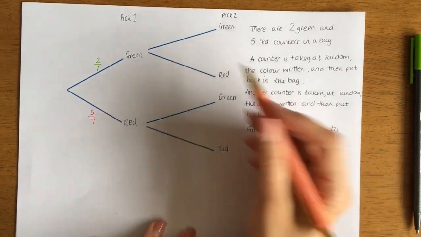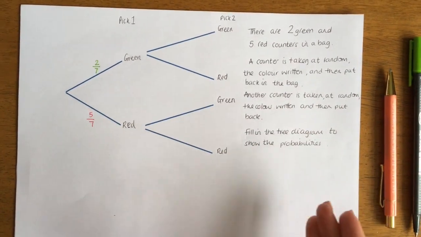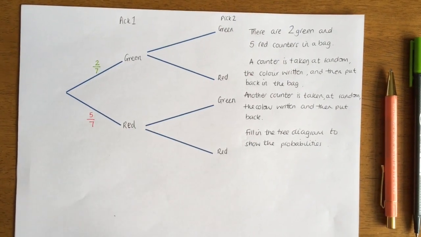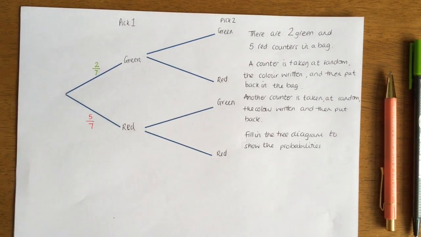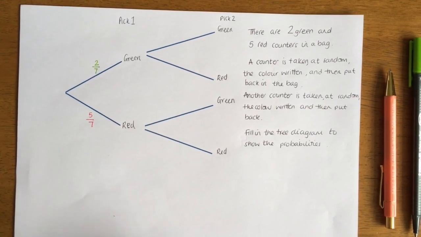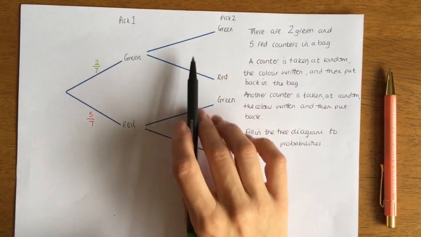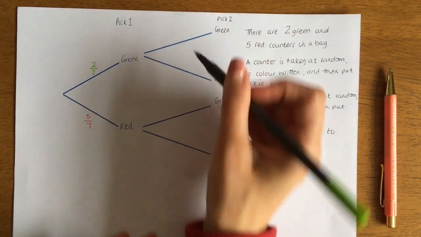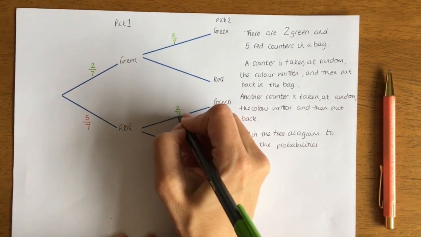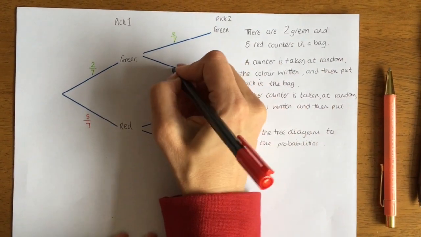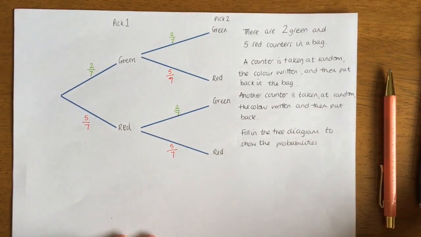So again, I need to fill in the probabilities. Well, the probabilities aren't going to change because nothing's changed in the bag. If I'd kept the counter out, then the probability would change, but we're not doing that today. The counter is being put back in the bag, so all I need to do is write these repeated probabilities. For choosing a green, it would give me 2 over 7, the same there. The probability of picking a red is 5 over 7 and 5 over 7, and that's all you need to do.